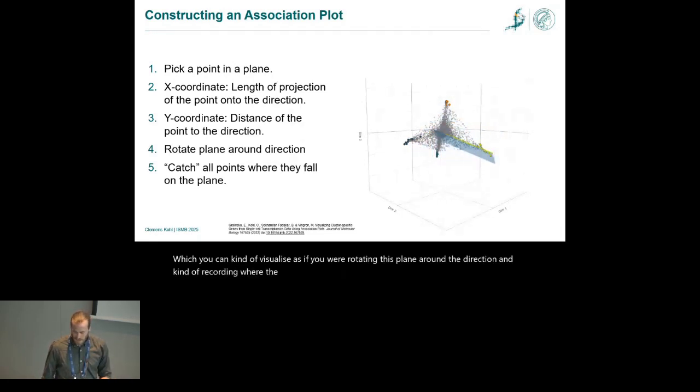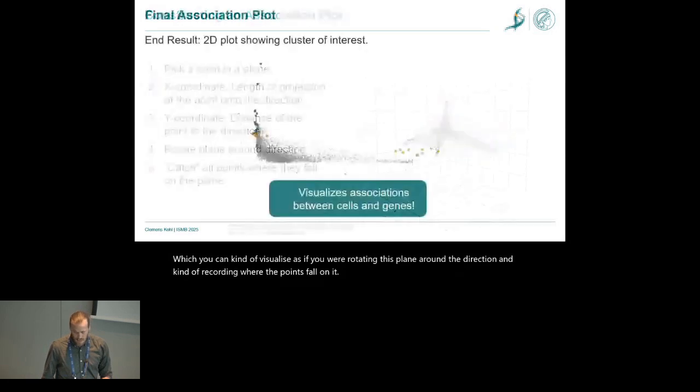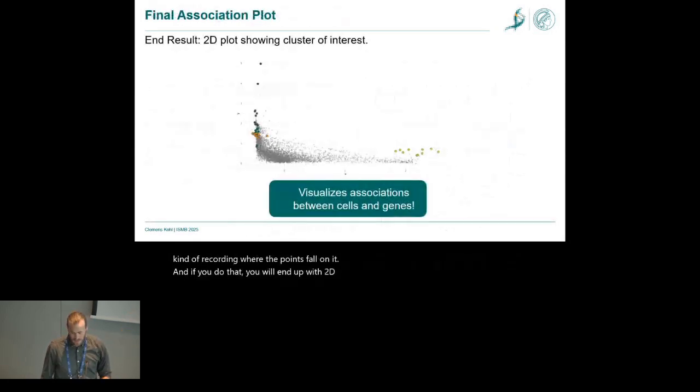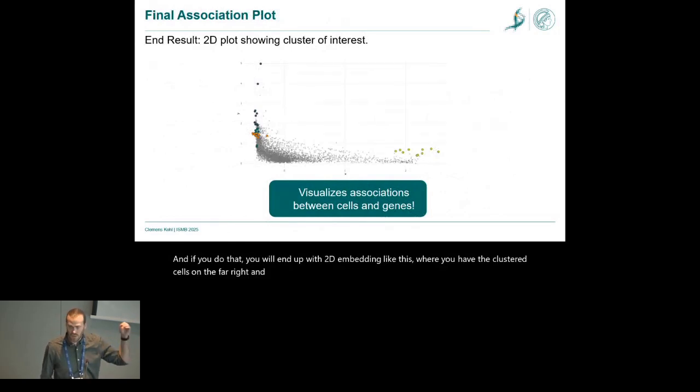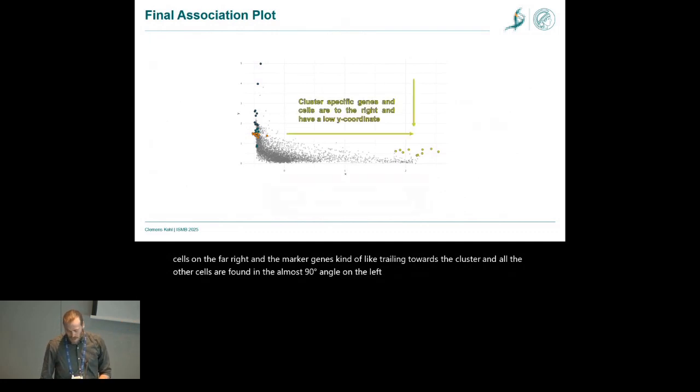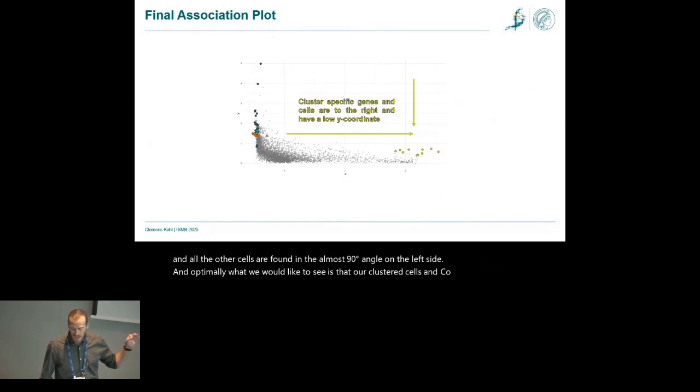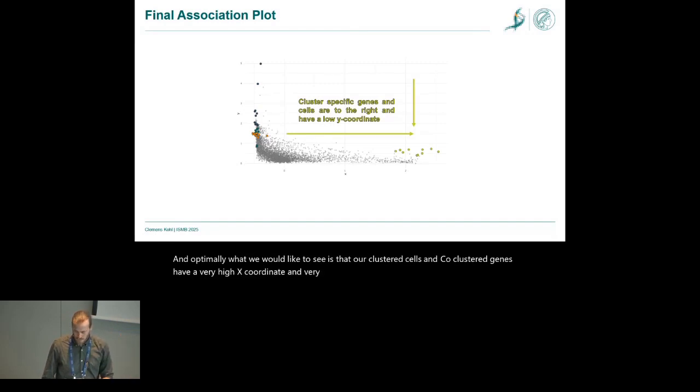If you do that, you will end up with a 2D embedding like this, where you have the clustered cells on the far right and the marker genes trailing towards the cluster. All the other cells are found in an almost 90-degree angle on the left side. Optimally, what we would like to see is that our clustered cells and co-clustered genes have a very high x-coordinate and very low y-coordinate.